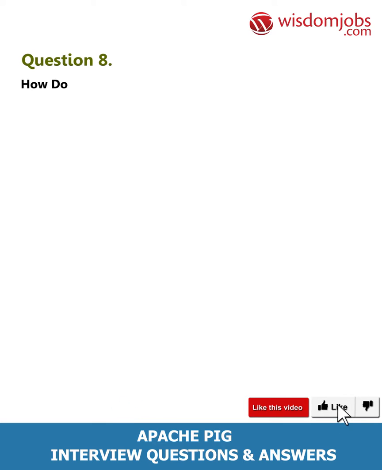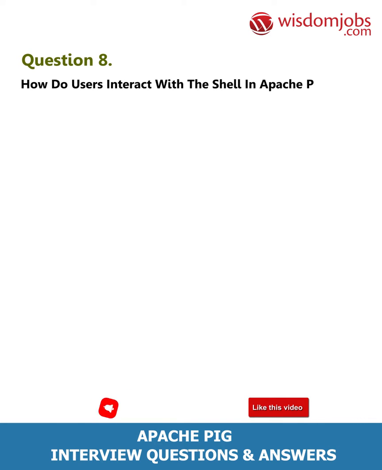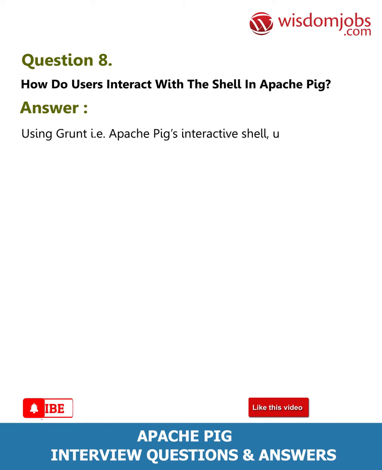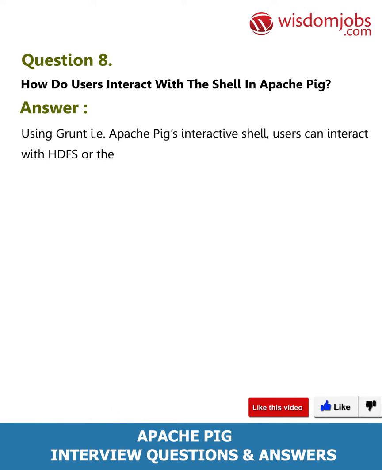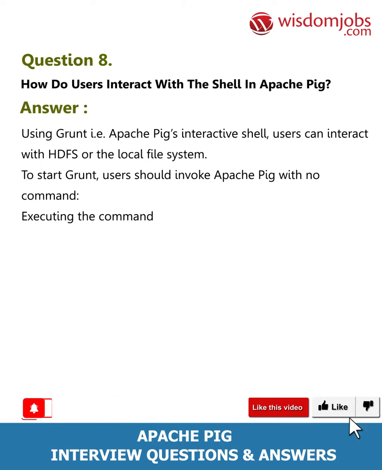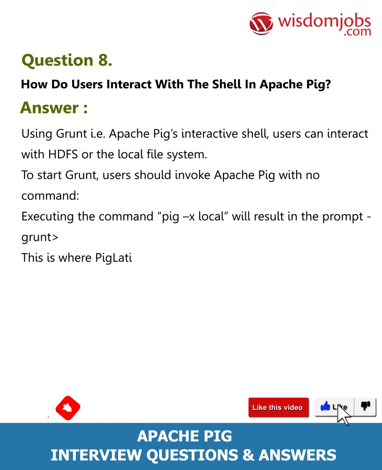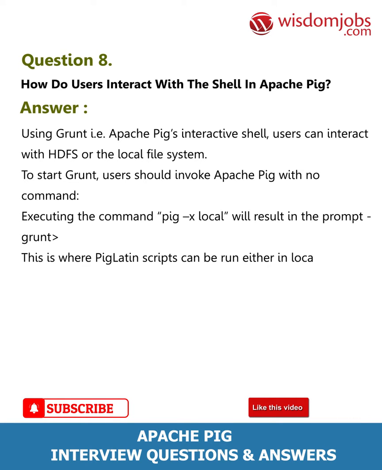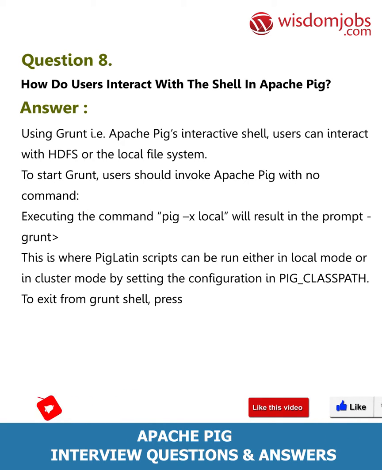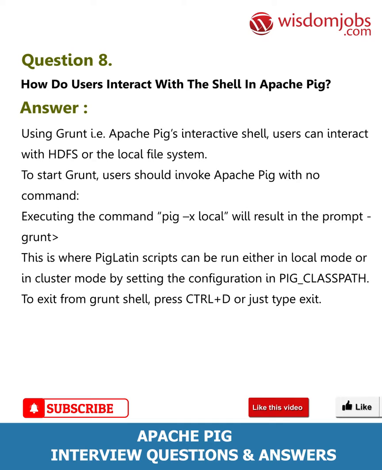Question 8. How do users interact with the shell in Apache Pig? Answer. Using Grunt, i.e. Apache Pig's interactive shell, users can interact with HDFS or the local file system. To start Grunt, users should invoke Apache Pig with no command. Executing the command pig -x local will result in the prompt grunt>. This is where Pig Latin scripts can be run either in local mode or in cluster mode by setting the configuration in PIG_CLASSPATH. To exit from Grunt shell, press Ctrl+D or just type exit.